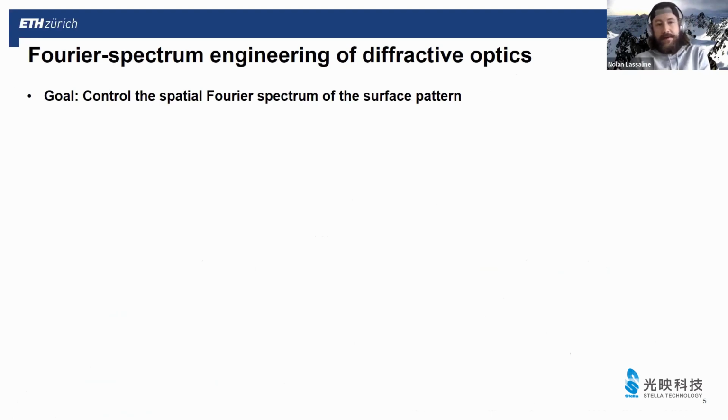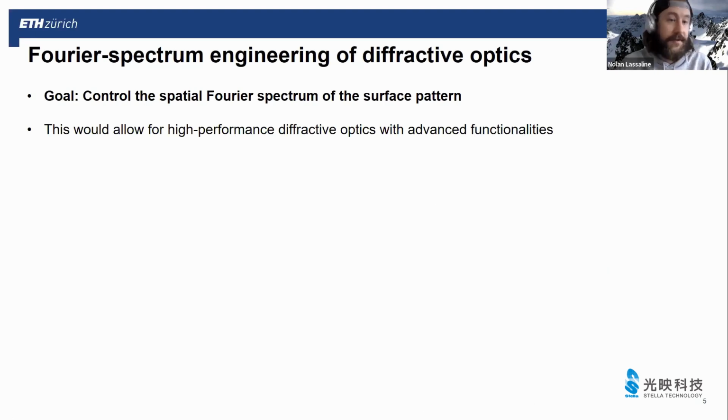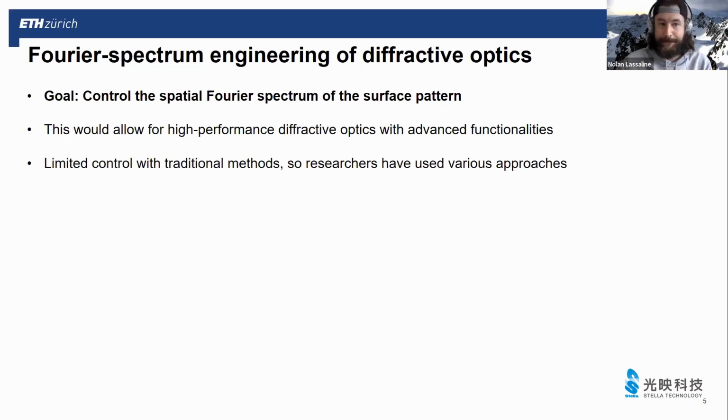And the goal of what people are trying to do here, as we learned previously, is to control the spatial Fourier spectrum of some particular surface pattern. If you could do that, it would allow for high performance diffractive optics with advanced functionalities. But of course, there is limited control with traditional fabrication methods.